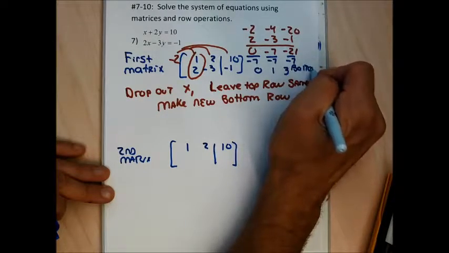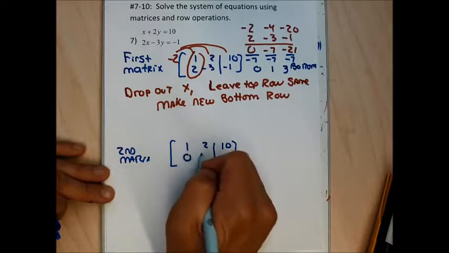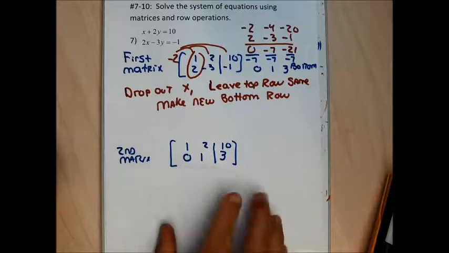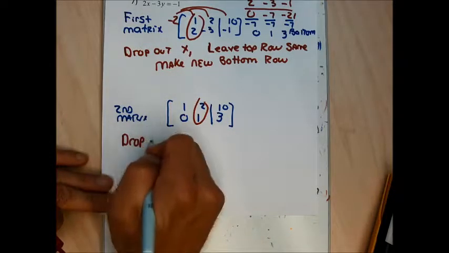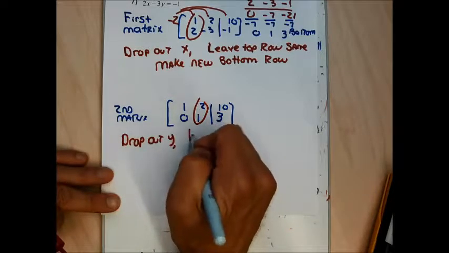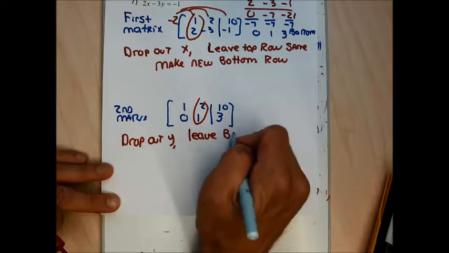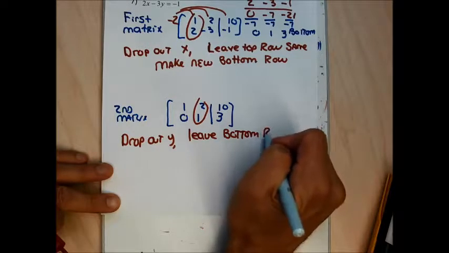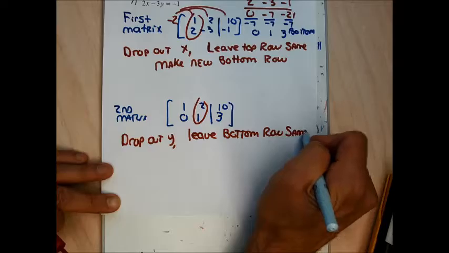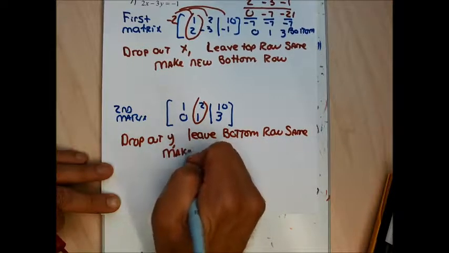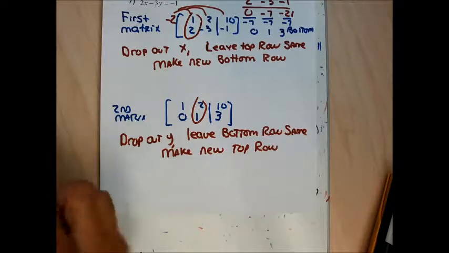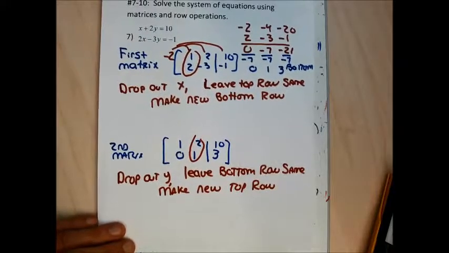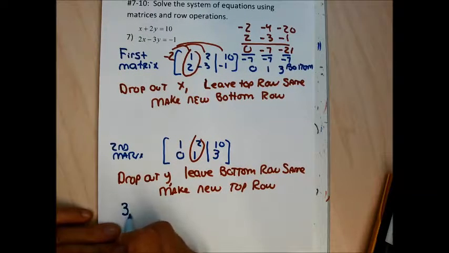So on the first step, I'm dropping out the x's and making a new bottom row. Done with the first step, on to the second step. The second step, I'm going to drop out the y. Leave the bottom row the same. Make a new top row. And if I do this right, when I pull out my calculator for my third and final matrix, it's going to match up.